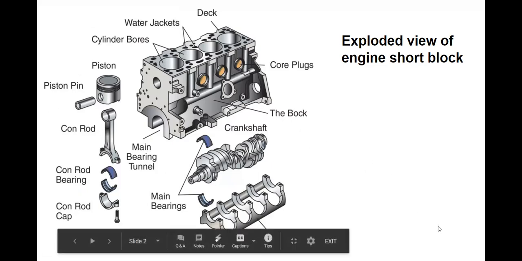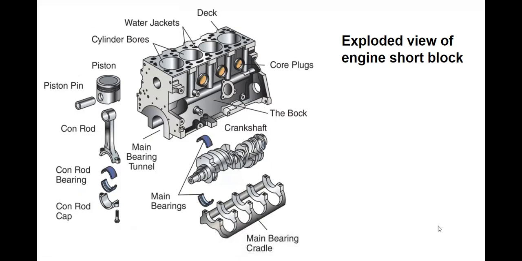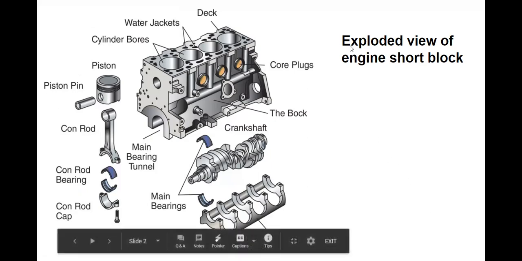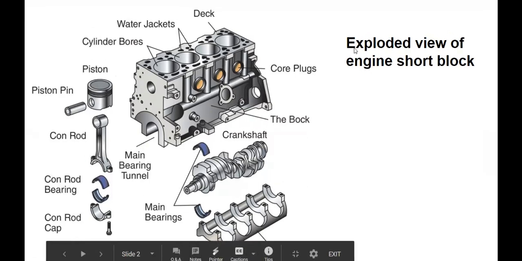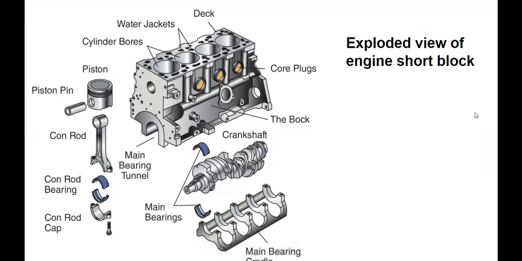On this page, there are some major components that you will need to remember. Not only do you have the block, in the block you're going to have some core plugs, water jackets, the deck, cylinder bores, and the piston pin, also known as a wrist pin. You also have the connecting rods and bearings, the crankshaft, and the girdle or main journal caps. This is the breakdown of what is contained in the short block or engine block.